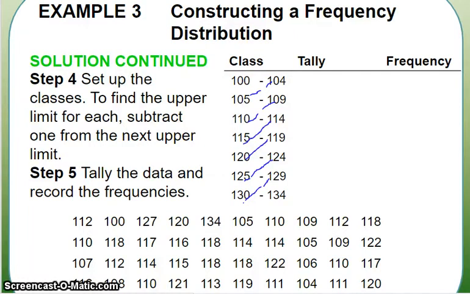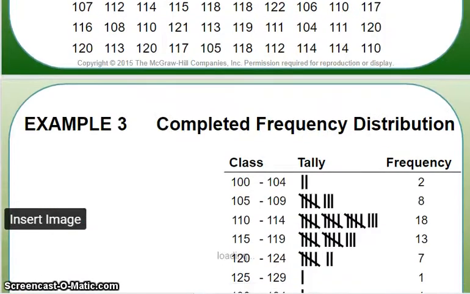So I'm going to tally, just like we tallied with the vitamins. I'm going to go through my 50 different temperatures and tally them in to where they belong. So I have a group that goes from 100 to 104, and I have a group that goes 105 to 109. I'm going to tally those in to each one of those different classes that I made.